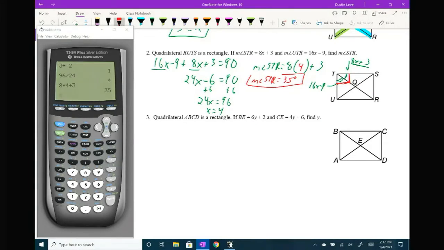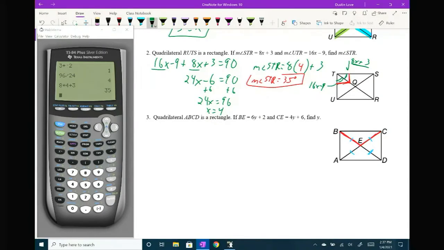Okay, number 3, quadrilateral ABCD is a rectangle. BE, which is this one, is 6y plus 2, and CE is 4y plus 6. Now, this is going to combine two of our properties. I know that diagonals bisect each other, and I know that on a rectangle, the diagonals are congruent, so all 4 of these must be congruent to each other. So in this case, I know BE equals EC. That's only going to happen on a rectangle, not on other types of parallelograms.